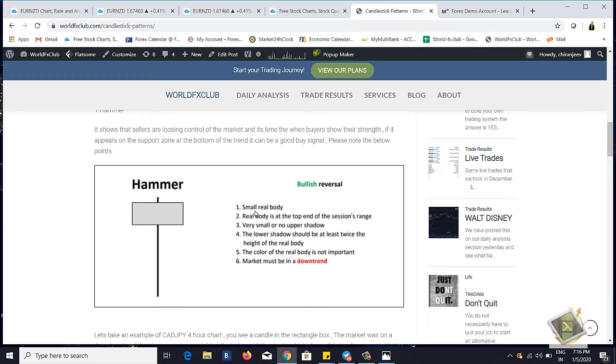So it's a small real body. Okay, real body is at the top of the session's range, with very small or no upper shadow. So you don't have an upper wick or upper shadow. The lower shadow should be at least twice the height of the real body. So this shadow should be at least 2 times this body, which means that these points should come when you see a good candle.